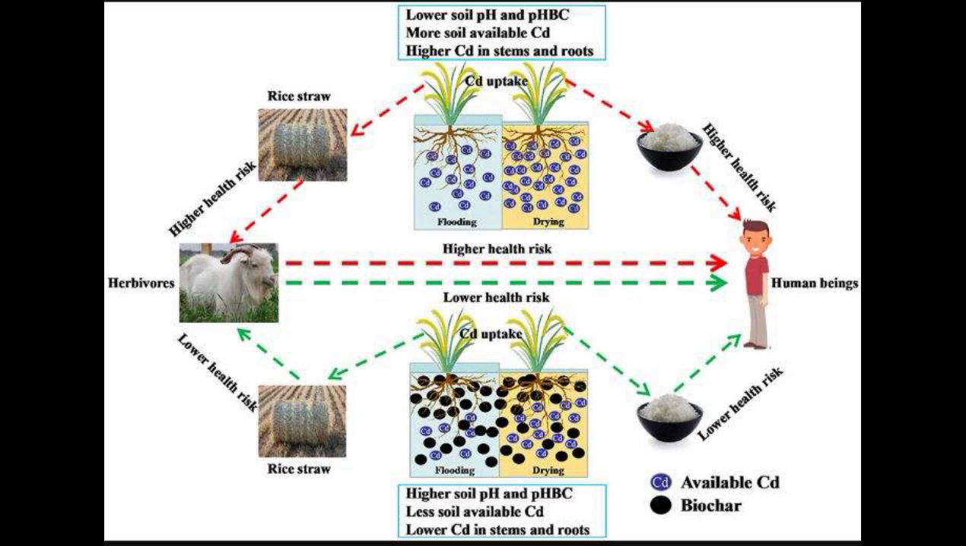Food chain contamination. The schematic highlights the flow of Cd contamination from soil to rice, then to herbivores and humans, emphasizing biochar as a mitigation strategy.